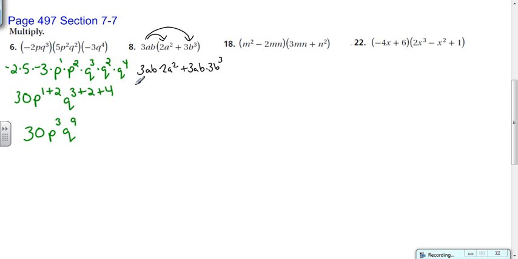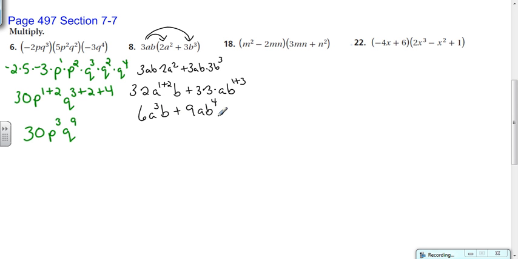So I can put the numbers together, 3 times 2. I can add the exponents on the a's, which is going to be 1 plus 2, and then I have a b. Plus, I can do 3 times 3. Then I like to go alphabetically, so I've got an a. And on the b's, I can add 1 plus 3. So when I simplify, I'm going to get 6a cubed b plus 9ab to the fourth.